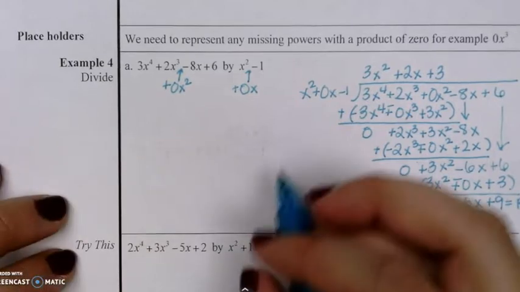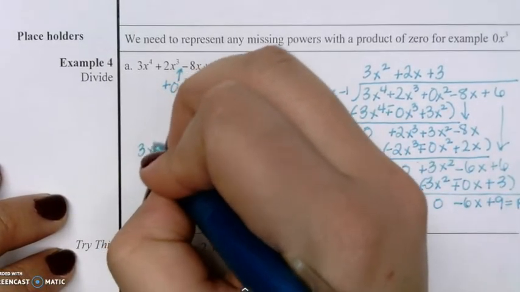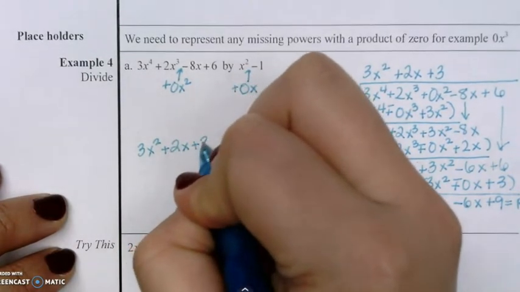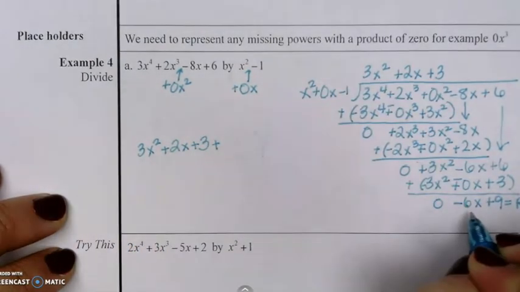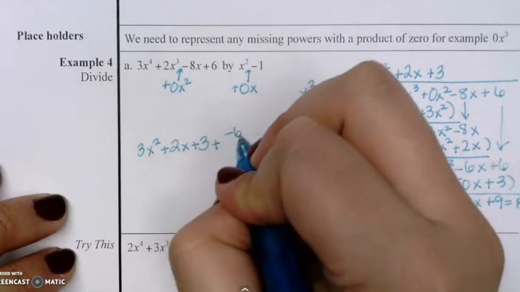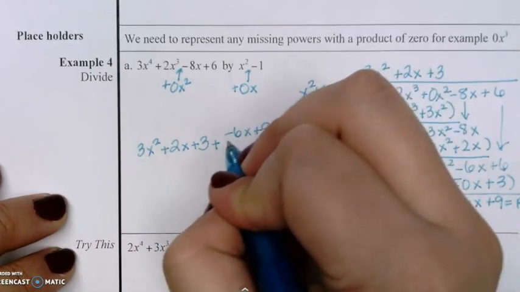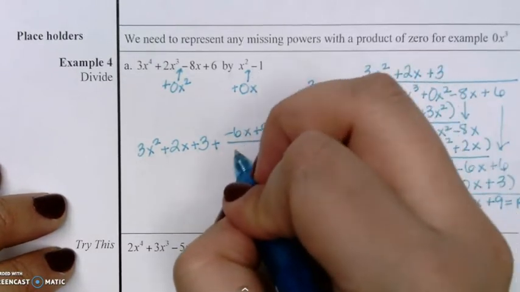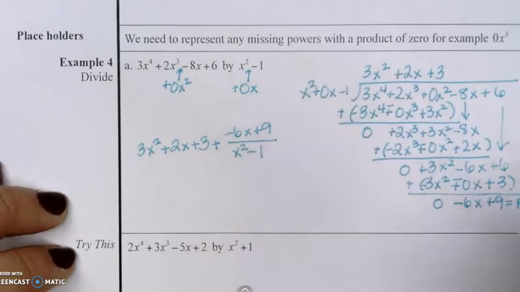So let's write our quotient. We have 3x squared plus 2x plus 3 plus our remainder, negative 6x plus 9, divided by our divisor, or our denominator, x squared minus 1.